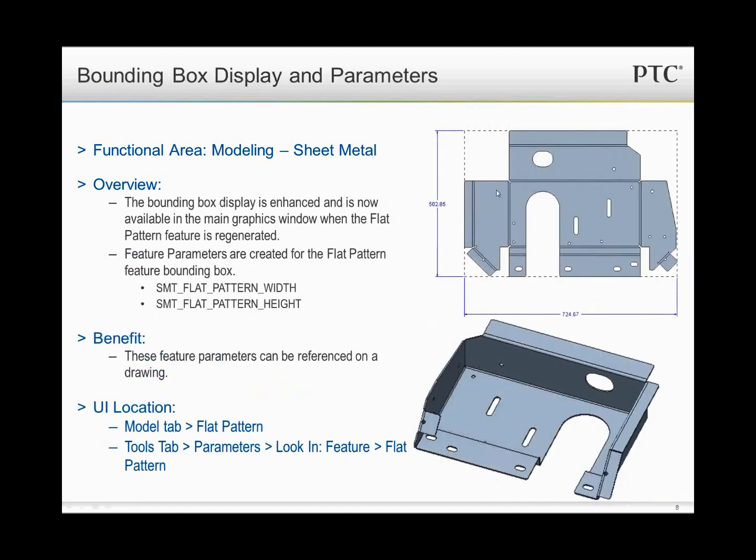In the preview as well, so again, it's not necessarily a flat pattern feature, it's not necessarily an unbend feature. This is a preview of the flat layout, and it has the bounding box dimensions to get you an idea of where you're at. It's basically just a preview. You just turn it on and off as needed. Kind of nice.